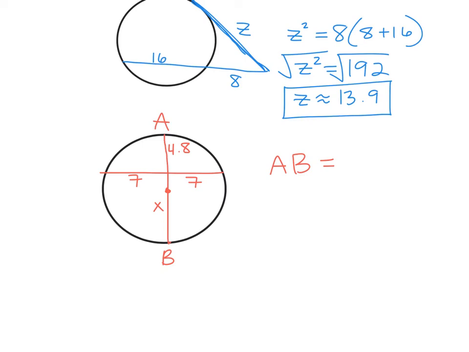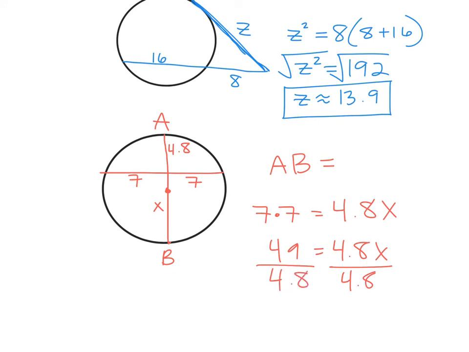This is supposed to be the easy one. 7 times 7 equals what? Right, 4.8 times x. So you get 49 equals 4.8x. You divide by 4.8. So 49 divided by 4.8 comes out to 10.2 if we round.